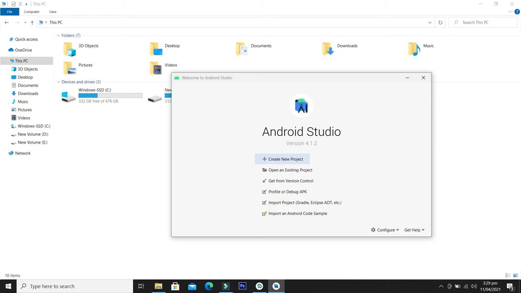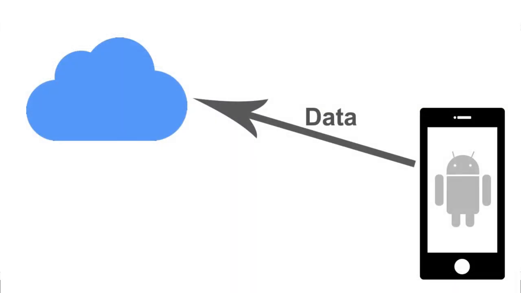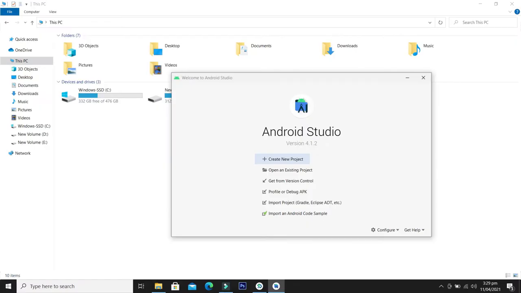Hello guys, welcome back. In this video we are going to learn how to integrate cloud storage service in Android application. Cloud storage service provides a way of storing the application backup data on cloud service like Google Drive, Mediafire, etc. For example, we see in WhatsApp that all our chat data is backed up on Google Drive.